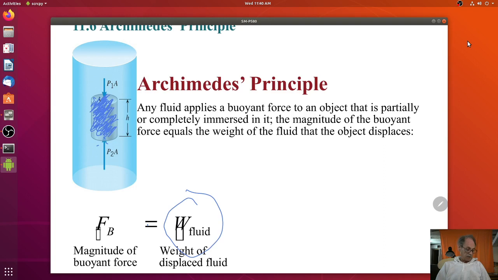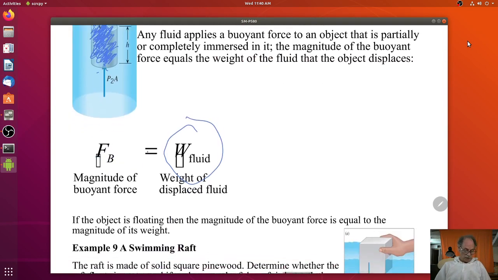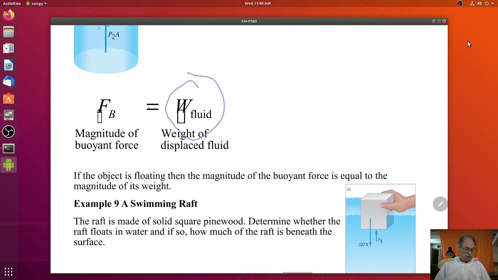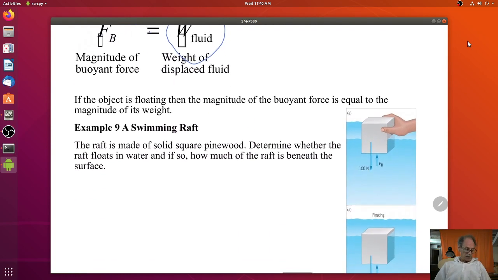If I replace it with a substance that's more dense than water, for instance, then it would sink because the buoyancy force would be less than the weight. So that's what determines whether an object floats or sinks. If it has a density greater than water, it sinks. If it has density less than water, it floats. If it has density equal to water, it just sits there, suspended.